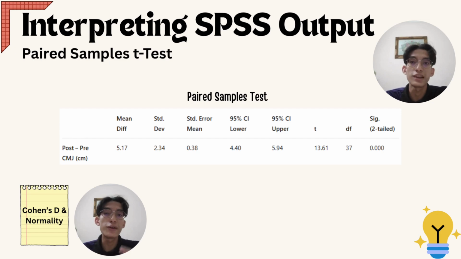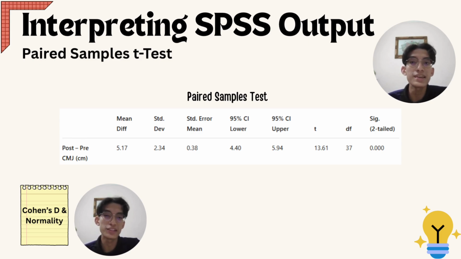There was some variation in how much each participant improved, but the average increase stayed consistent. We also have the standard error of the mean, 0.38 cm, which shows how precisely the increase is estimated. The mean increase is 5.70 cm.